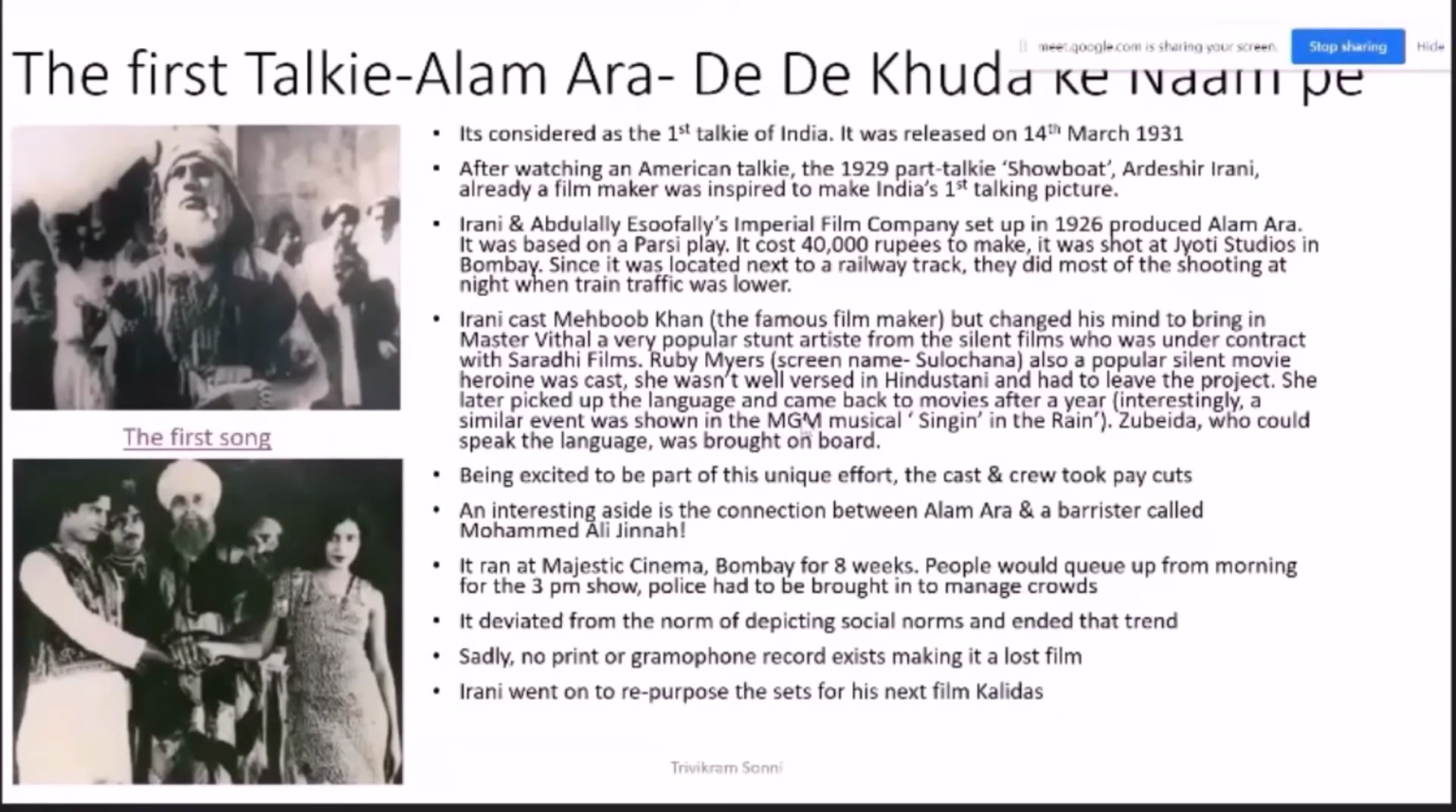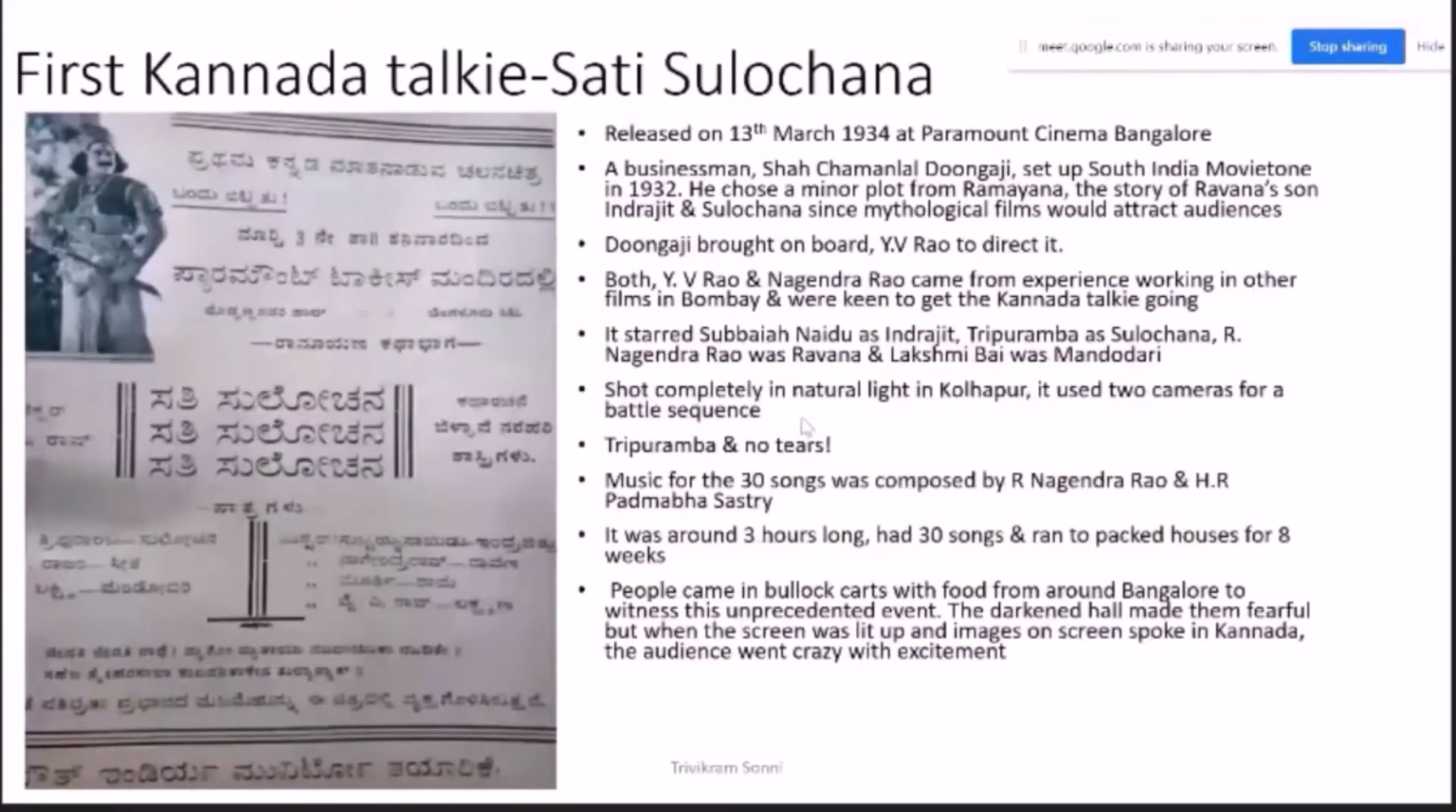We come to Kannada now, the first Kannada talkie. This is a film called Sati Sulochana. It was released on 13th March 1934 at Paramount Cinema. I have a picture of Paramount Cinema. Those of you who've been in Bangalore for a long time will recognize it, I think that'll be fun. Right?